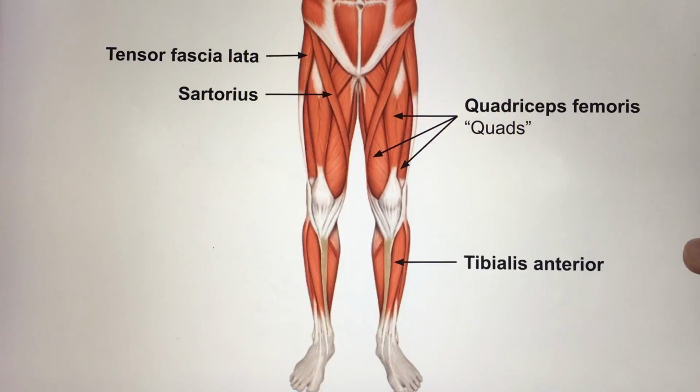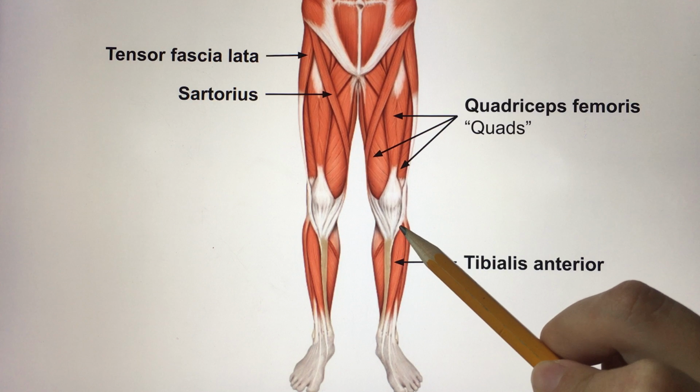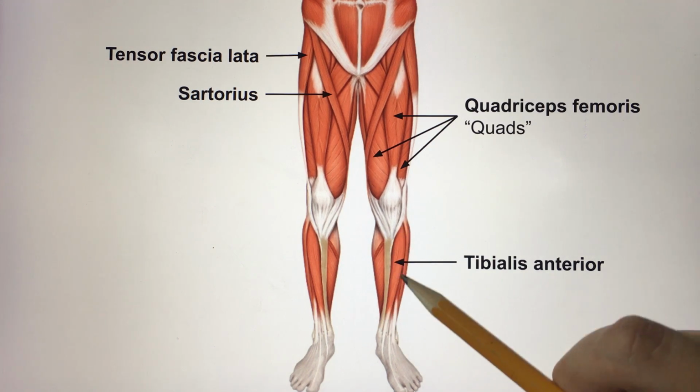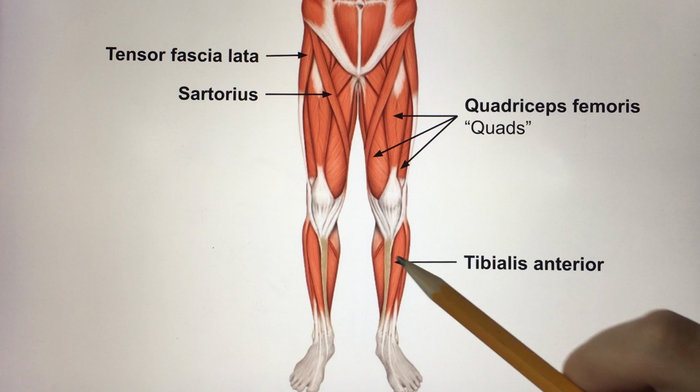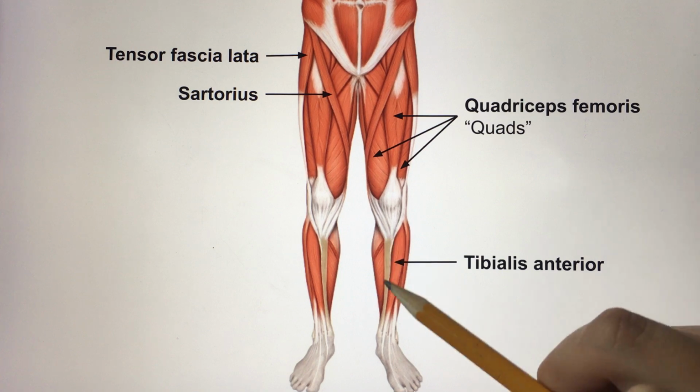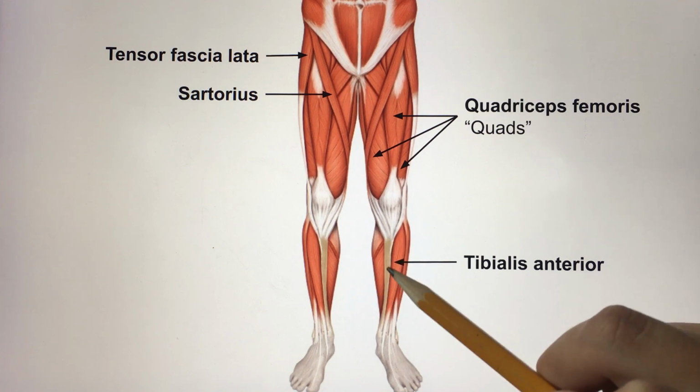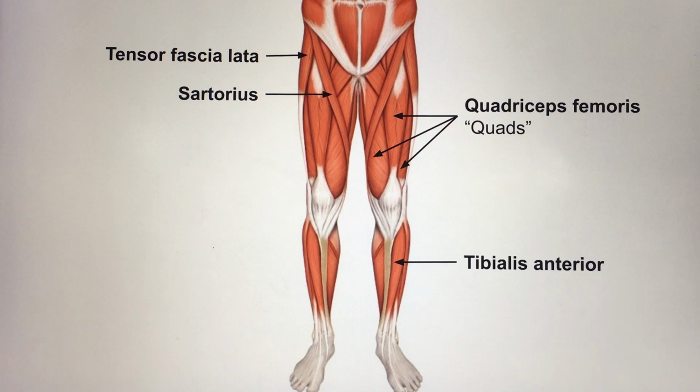And the last muscle that we're going over in the body is called tibialis anterior. Tibialis anterior is the shin muscle. This right here is tibialis anterior. This is the shin bone called tibia. You can feel it, very sharp edge, kind of like under the skin of the lower leg.